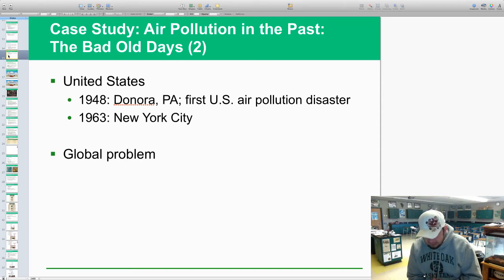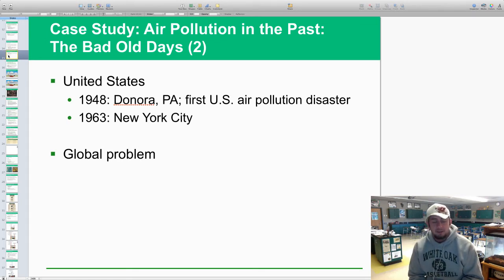About 6,000 of the town's 14,000 inhabitants became sick. Only 20 of them died, but 6,000 sick is a lot. And in 1963, a high concentration of air pollutants in New York City was actually a very similar thing. It says that the incident killed about 300 people and injured thousands in 1963 from the New York City high concentration of air pollutants as well.